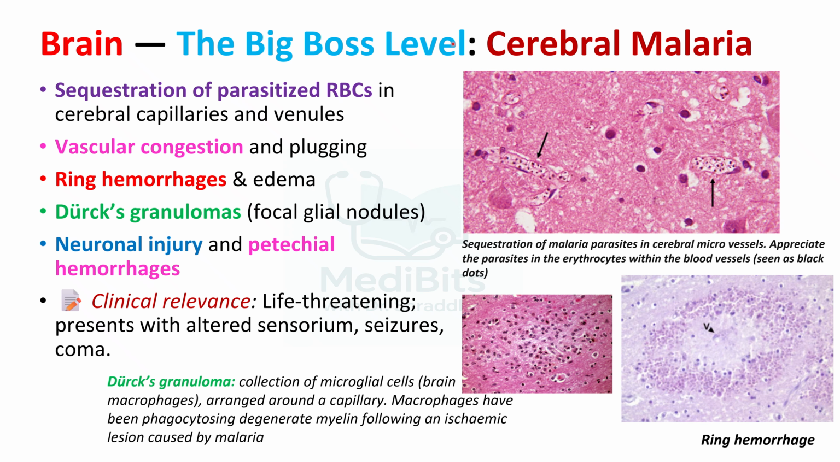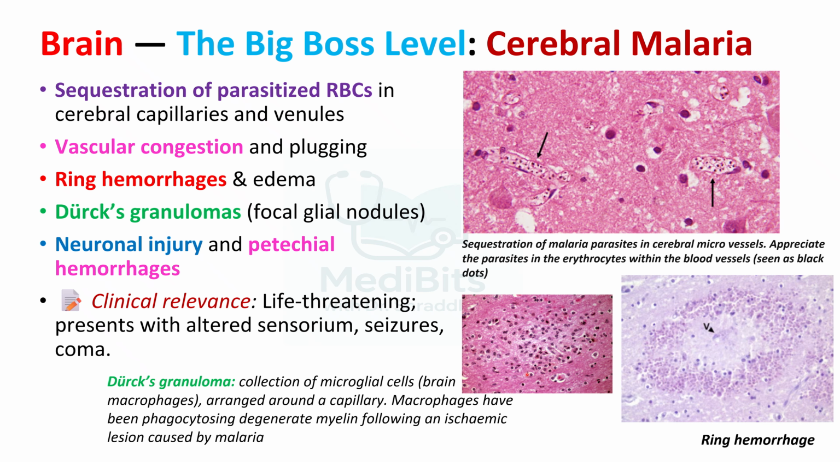So now comes the big boss level, the brain, which causes cerebral malaria. Parasitized RBCs sequester in cerebral capillaries. So in this picture, you can see sequestration of malaria parasites in cerebral microvessels. Appreciate the parasites in the erythrocytes within the blood cells. You will find vascular congestion, ring hemorrhages, and brain edema.